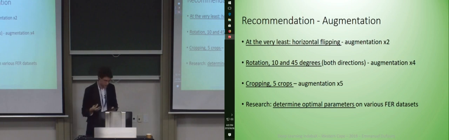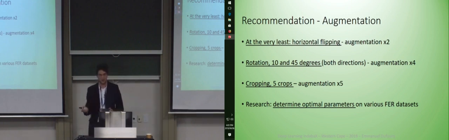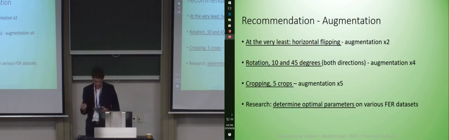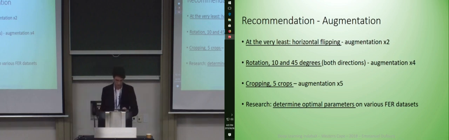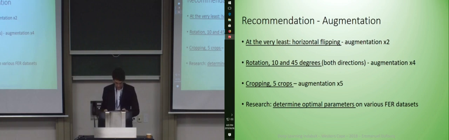So for researchers, I would investigate optimal parameters of all of these methods, because no one has attempted to do this across multiple expression recognition data sets in a fair setting, of course. So we know that deep learning requires a lot of data, so we definitely need to augment. And a combination of these augmentations is a good idea.